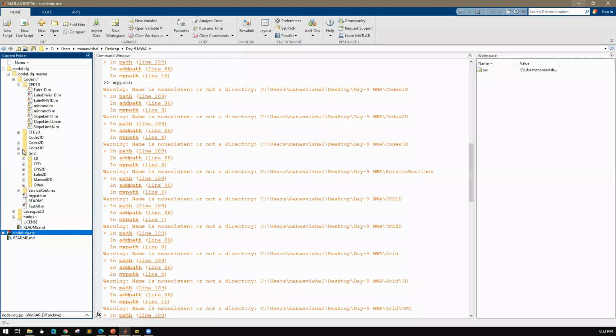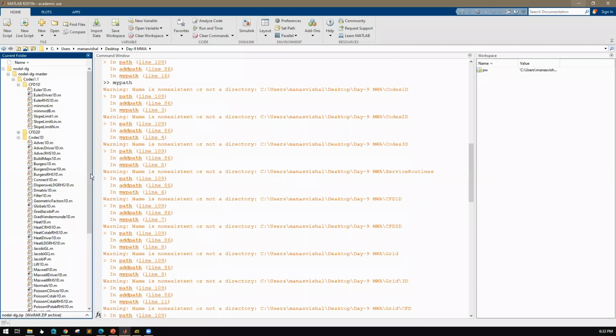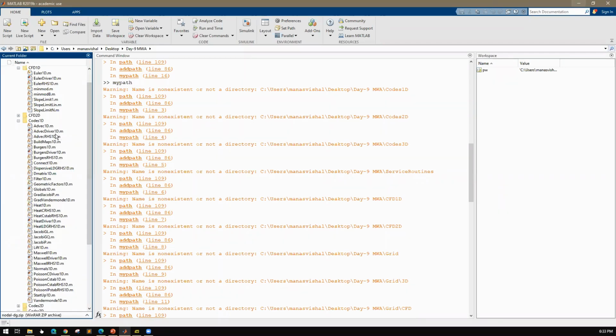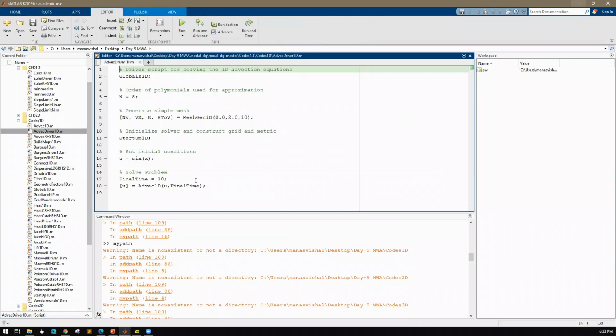This zip file contains different types of codes. The code which has a driver file in it, you want to run that code because it will contain the initialization of your system, and it will generate the grid. You can set the initial condition of your wave, the partial differential equation, and you can set different parameters to pass to the differential equation.